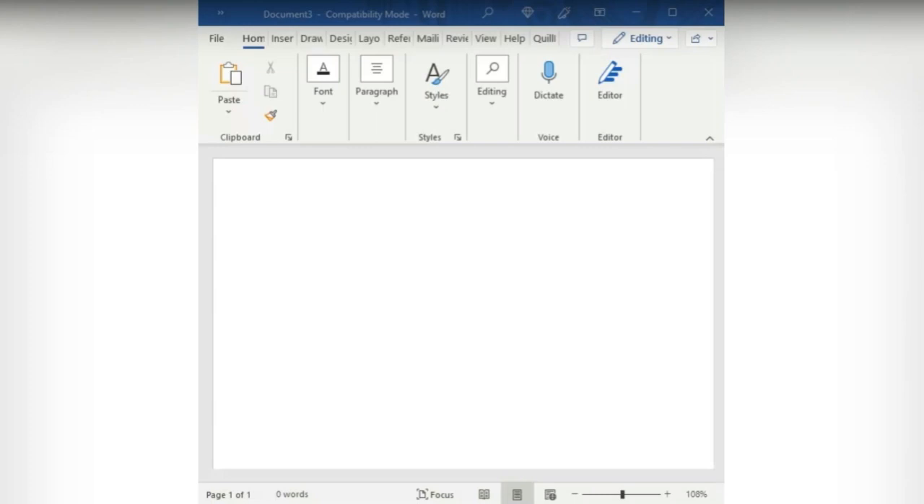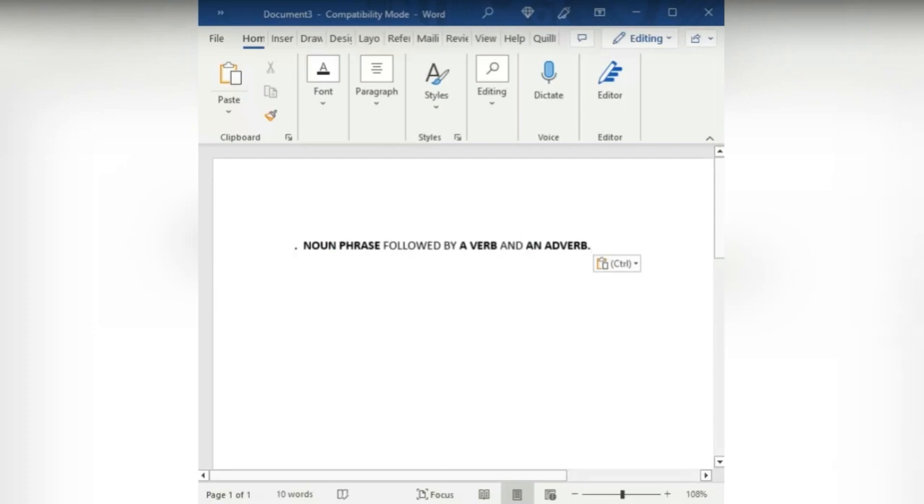So we will start with the first grammar structure, which is a very simple sentence structure. The first grammar structure will be a noun phrase followed by a verb and then an adverb. For example, we can say, the cost of food went up slowly. Okay, so let's take a look at the different parts of this sentence structure.